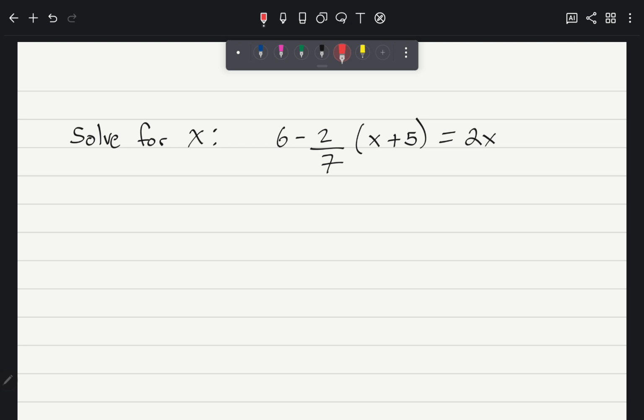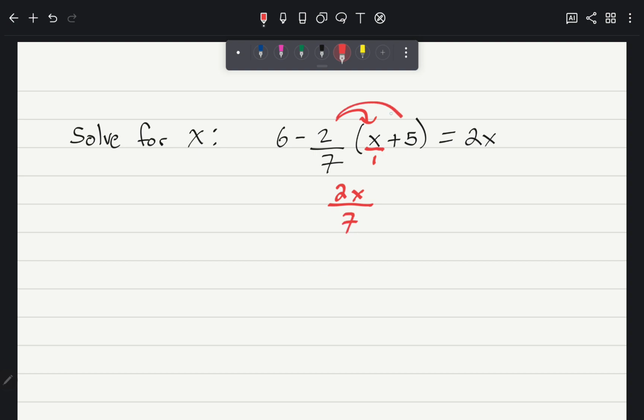Okay, so we have 6 minus 2 sevenths times x plus 5 equals 2x. The first thing I'm going to do is distribute, because I see 2 over 7 times x plus 5, so I'm going to do 2 sevenths times x. Now remember, when you multiply, you treat the x and you turn it into a fraction, so it's x over 1. So this becomes 2 times x, which is 2x, over 7 times 1, which is 7.